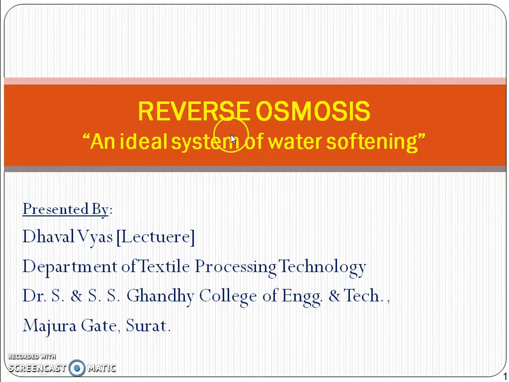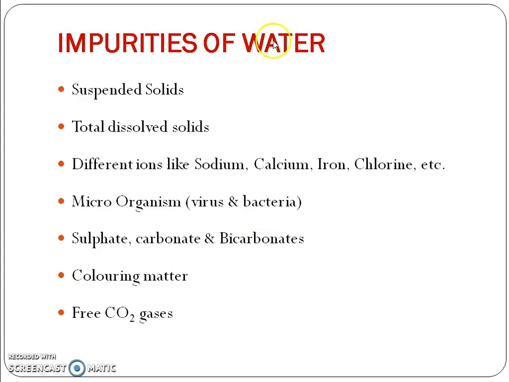Today we are going to learn reverse osmosis, an ideal system of water softening. Water used in textile wet processing contains different groups of impurities such as suspended solids, total dissolved solids, different ions like sodium, calcium, iron, chlorine, different microorganisms such as virus and bacteria, complexes of sulfate, carbonate and bicarbonates, coloring matter and free carbon dioxide. These impurities create a lot of problems during actual processing of textile, and that's why we have to remove them from the water, and such a process is known as water softening.